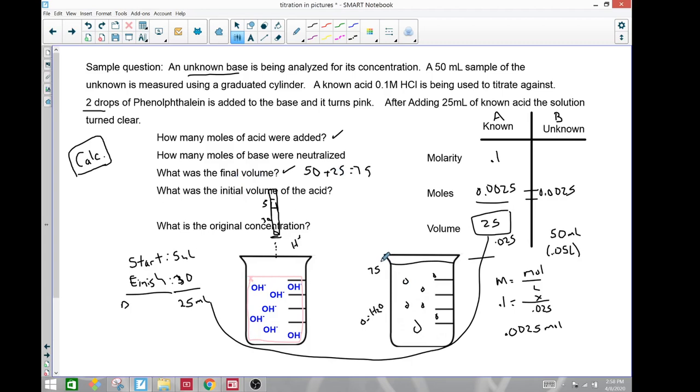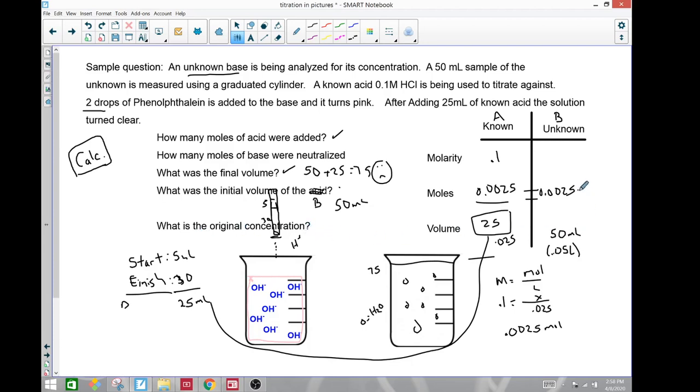All right. What was the final volume? Well, the volume was 75. But I don't care about the final volume. This is not something that I really care that much about. Okay, let's get rid of that. I want the original volume. The initial volume of the acid was 25 milliliters. So let's change that because I want base on here. Okay, that's what we're looking for. The original volume was 50 milliliters, or 0.05. What's the original concentration?